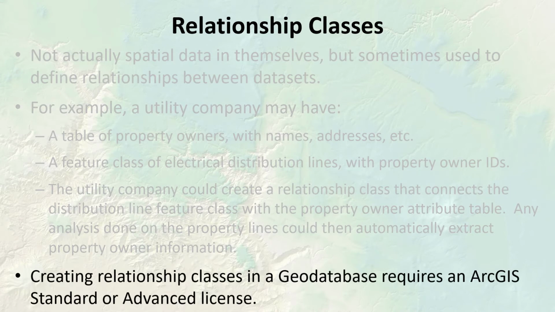Now, for your information, if you want to create these relationship classes, you need to have the standard or advanced license level of ArcGIS. Creating a relationship class with an ArcView level license requires that you use ArcObjects programming to create it manually. So we're not going to go into that level of detail in this class. So if you want to use the standard tools, then you're going to need either a standard or advanced level license. And by the way, if you don't know what I mean by standard or advanced or basic license, go back and take a look at that first lecture on Introduction to ArcMap. ArcGIS comes in different levels. As a student, you're using the advanced level.